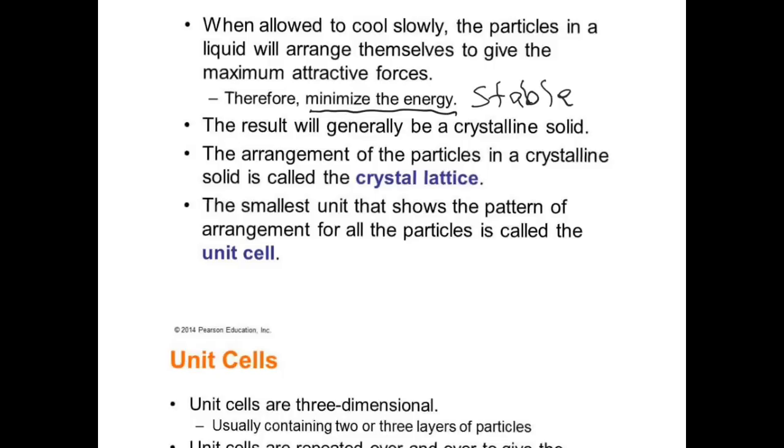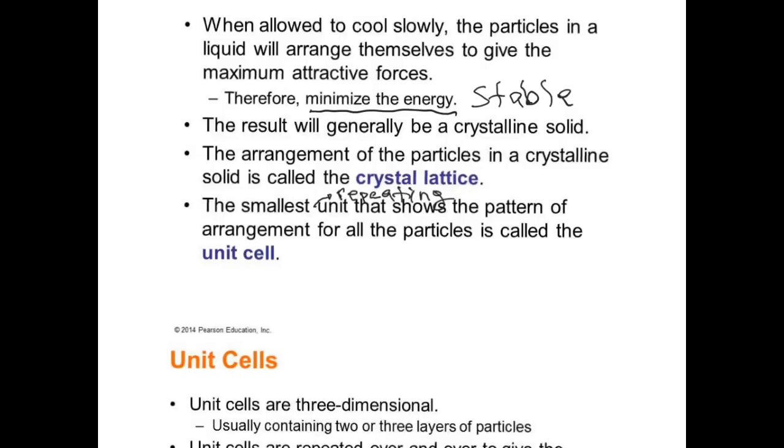And I think it would be good to include the idea that it repeats here. So the smallest repeating unit. Smallest repeating unit. Okay? And that shows the pattern of the arrangement. That smallest repeating unit is what we call the unit cell. So that's called the unit cell.